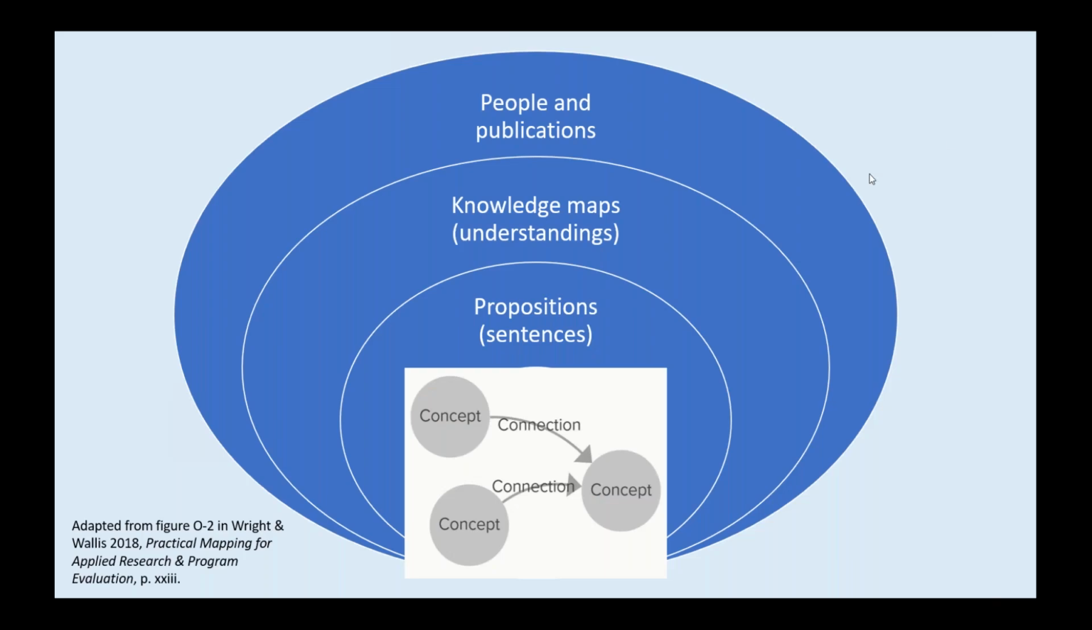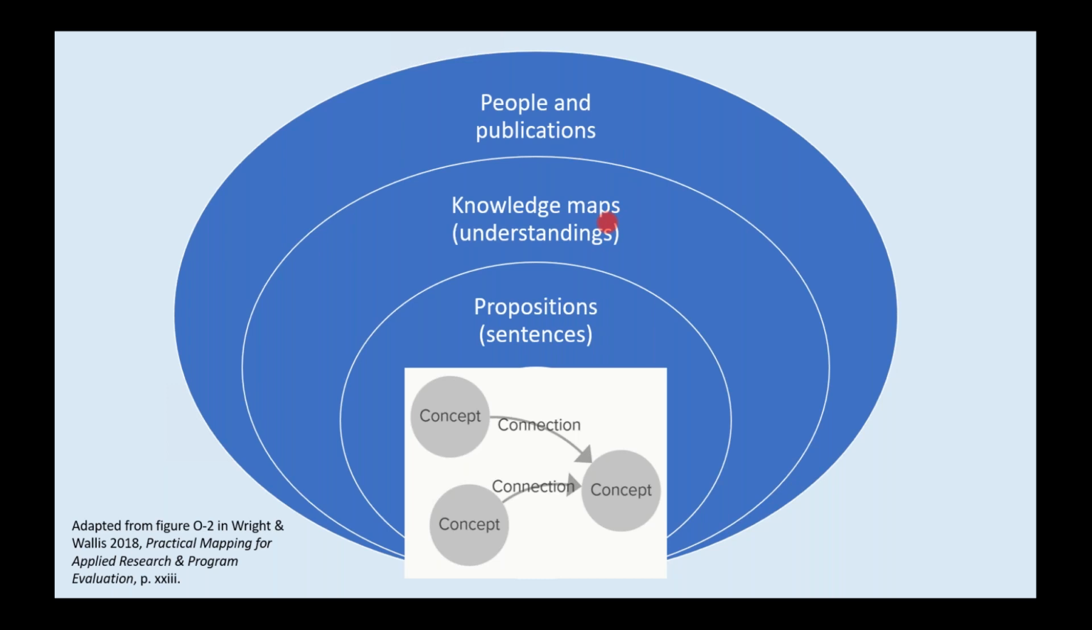First, looking at the outer circle, people and publications. Within each evaluation project, you have multiple key people who have an interest in your program or topic, such as community members, program leaders, staff, the program evaluator, and so on. You also have multiple publications and written materials that provide information about your topic, such as program documents, research reports, and strategic plans. Each person has their own understanding of the situation from our personal or professional experience.